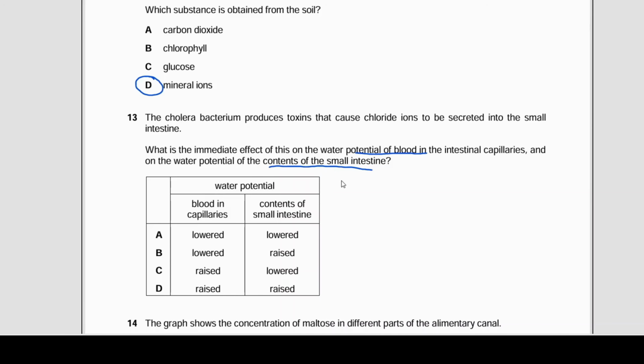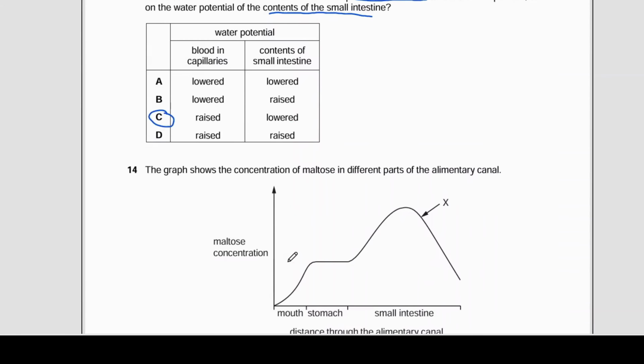Okay. It's before osmosis, right after the toxin is released. So there would be more water in the capillaries, exactly, and less in the small intestine. That's why the water moves out of the capillaries into the lumen. Yes, your answer is correct.